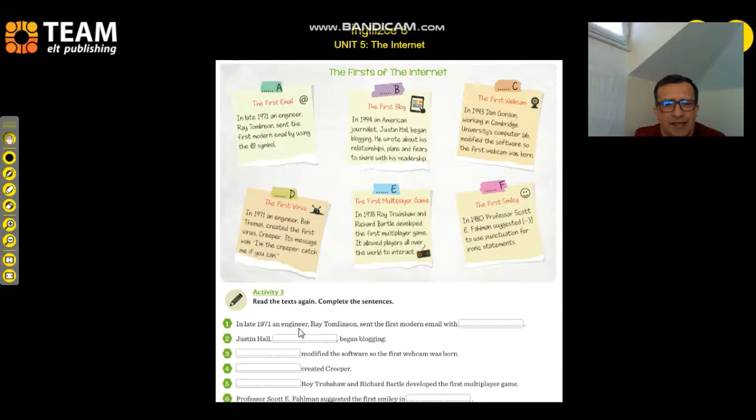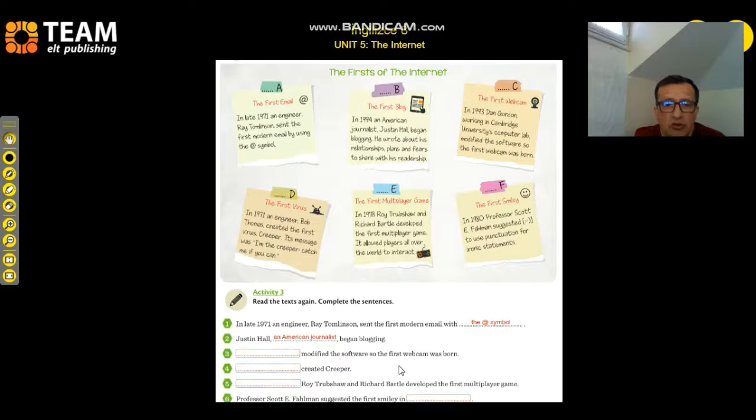Okay, in late 1971, an engineer, Ray Tomlinson, sent the first modern email with what? With the symbol @. Yes, with the symbol @. Okay. And Justin Hall. Who is Justin Hall? Justin Hall, an American journalist, began blogging. Yes, Justin Hall was an American journalist, and he began blogging for the first time.